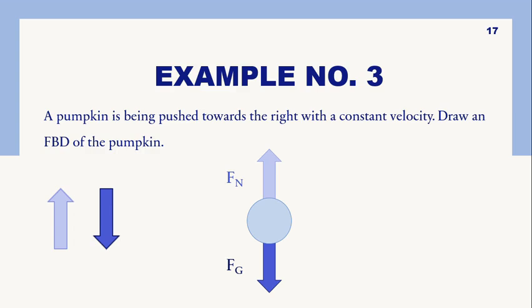But if the pumpkin is being pushed towards the right, then it would have a net force. The only way for it to travel at a constant velocity while having a force act on it towards the right would be if a force equal in magnitude would act on it towards the left. The only other object that's touching the pumpkin is the ground. The force that the ground exerts on an object to oppose the object's motion is friction. So our FBD would look like this.